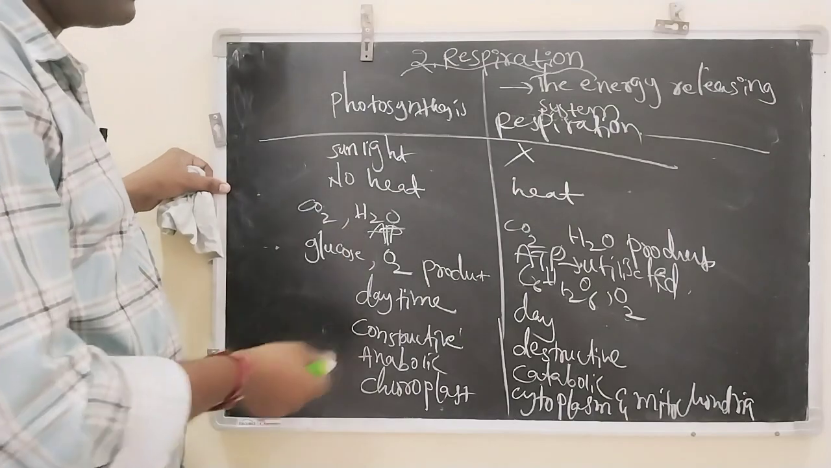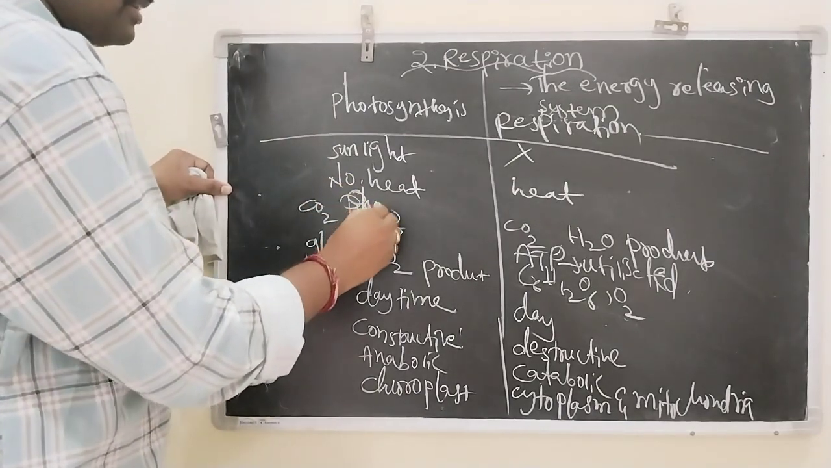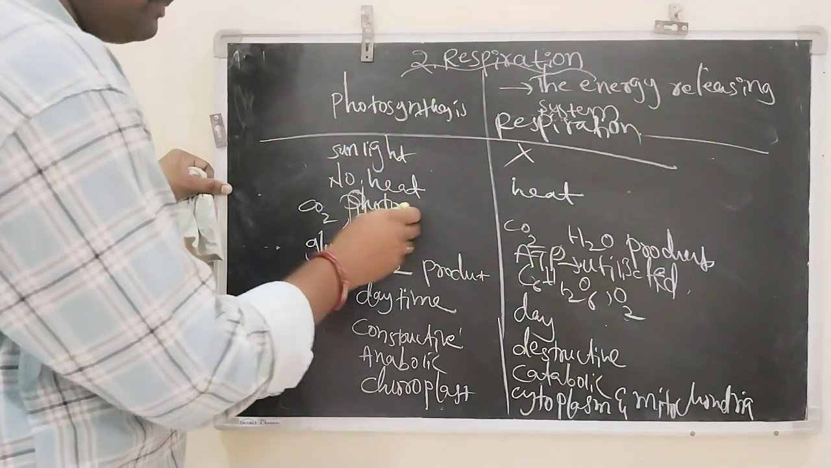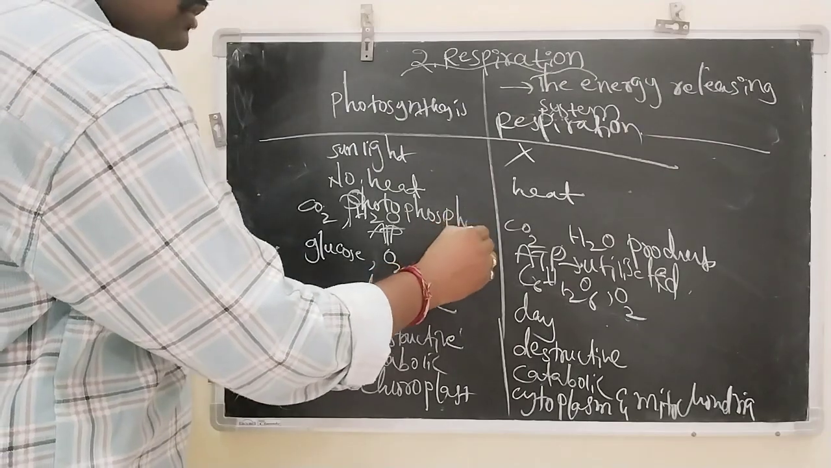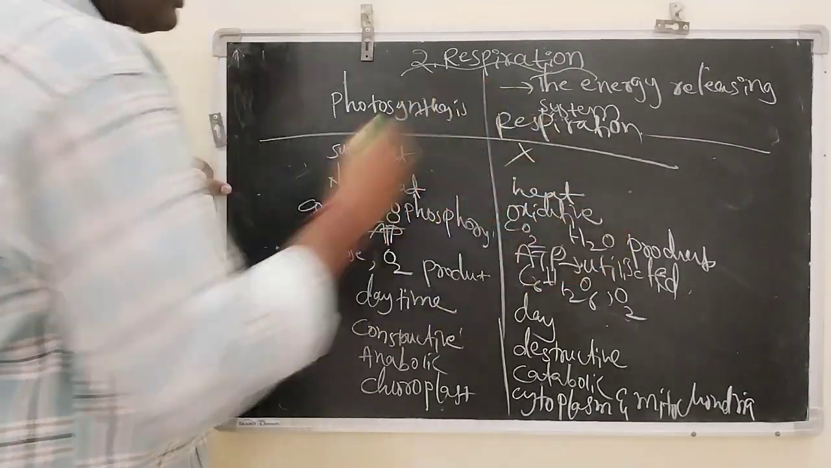Like this there are several differences, and one more we can write. Here photophosphorylation occurs, where inorganic phosphate is attached to ADP to form ATP in the presence of sunlight, which is called photophosphorylation. Here oxidative phosphorylation occurs.